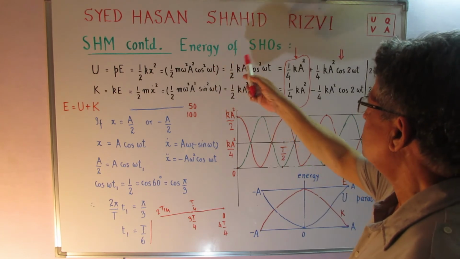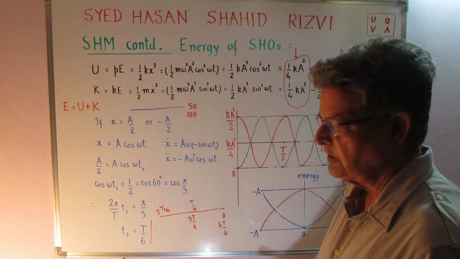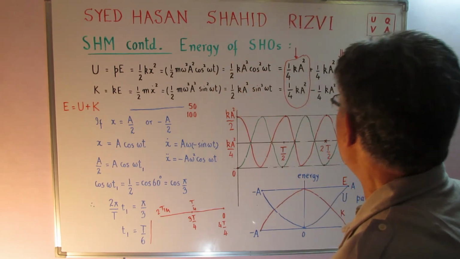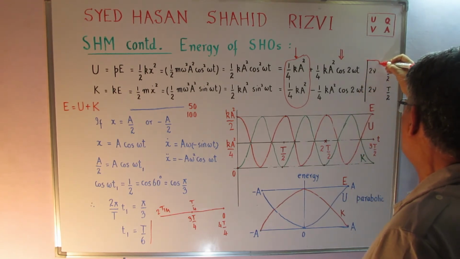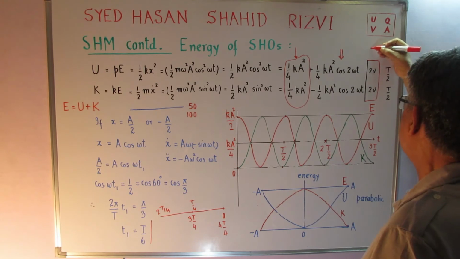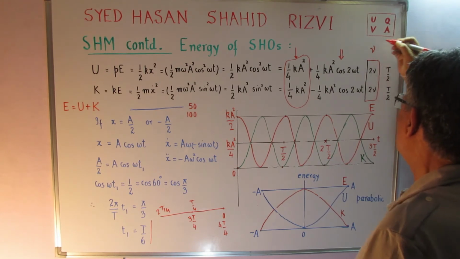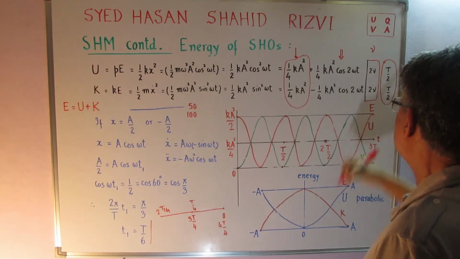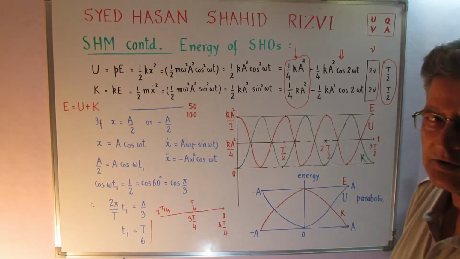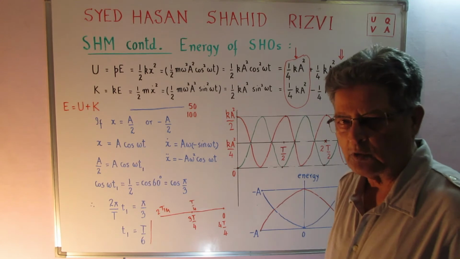And you must understand what I've taken a lot of time on. The energy of simple harmonic oscillators has, I repeat, a frequency which is double the frequency nu, and a time period which is half. Therefore, it's obvious that the time period is equal to capital T by 4.